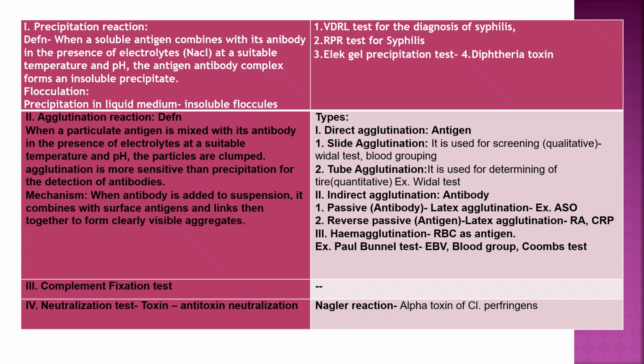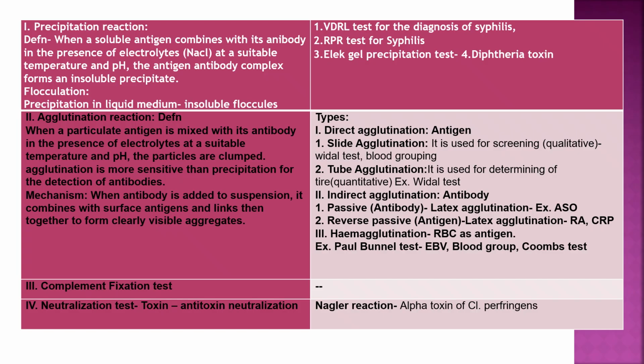Precipitation reaction: when a soluble antigen combines with its antibody in the presence of an electrolyte, sodium chloride, at a suitable temperature and pH, the antigen-antibody complex forms an insoluble precipitate. This is called a precipitation reaction. Precipitation in liquid medium forms insoluble floccules, called flocculation. Applications of this precipitation reaction: VDRL test for diagnosis of syphilis, RPR test for diagnosis of syphilis, and gel precipitation test for diphtheria toxin.